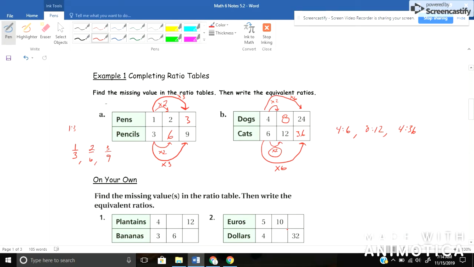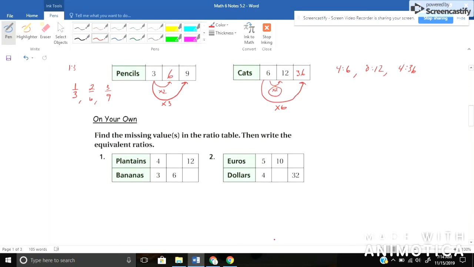Why don't you go ahead and pause the video and see if you can figure out 1 and 2 on your own.